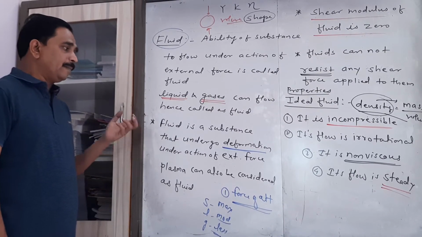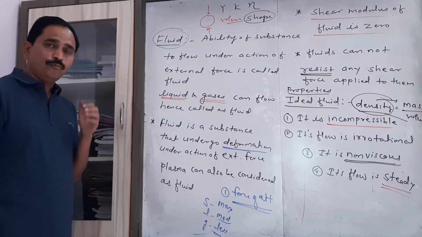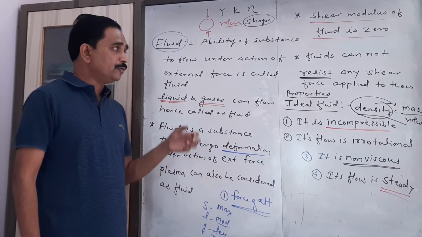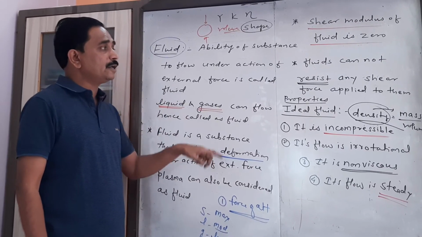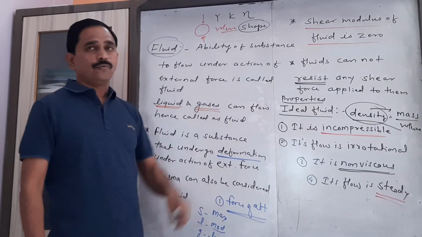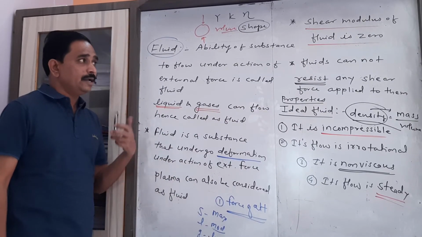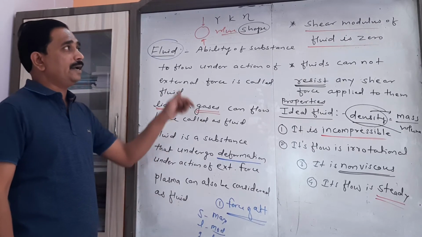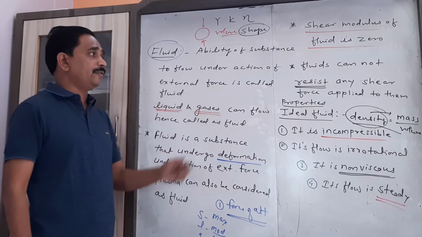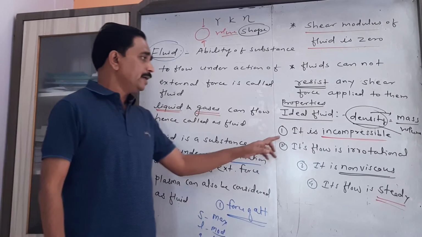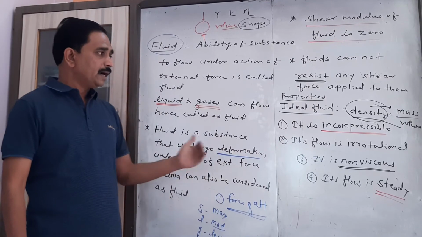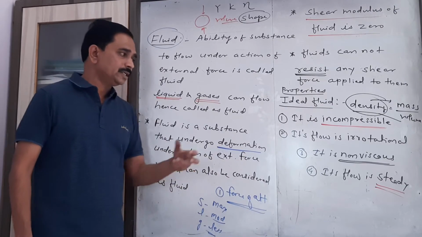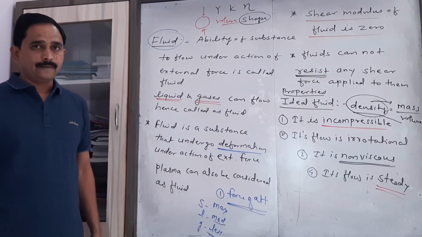Here, when we apply some force on the fluid, it easily undergoes deformation because it is not able to produce any internal force. So that's why fluids cannot resist any shear force, any force which is applied externally. That's why the shear modulus of the fluid is 0. And here we consider the 4 properties of the ideal fluid. It is incompressible, it is irrotational, it is non-viscous, and its flow is steady.